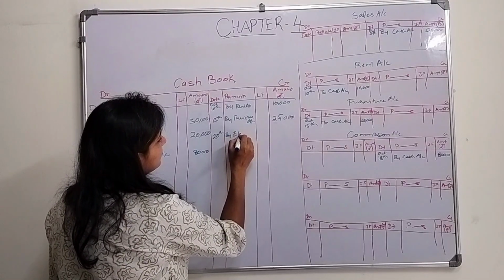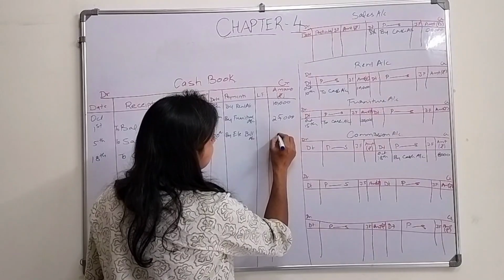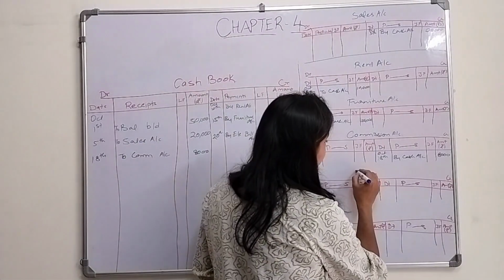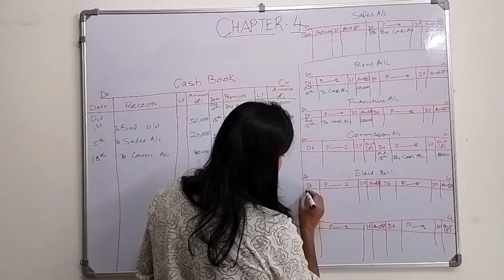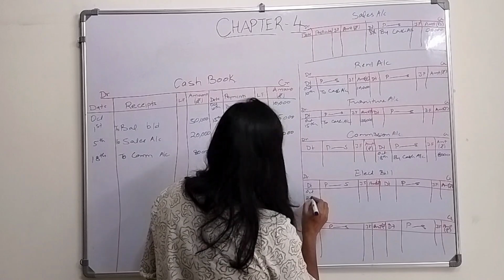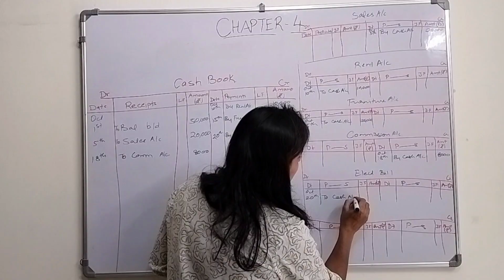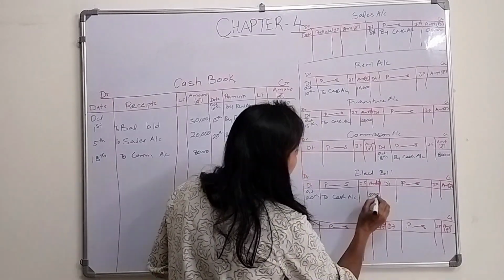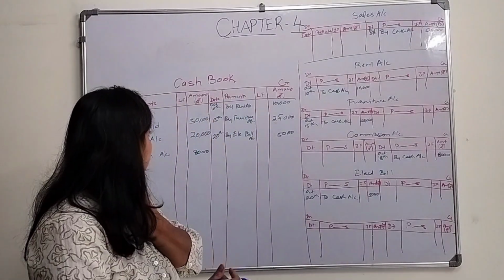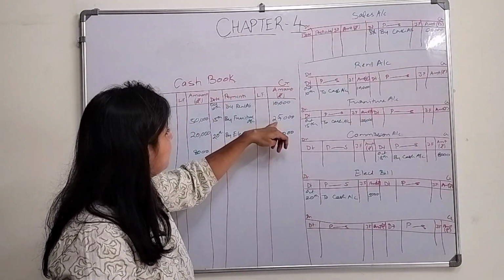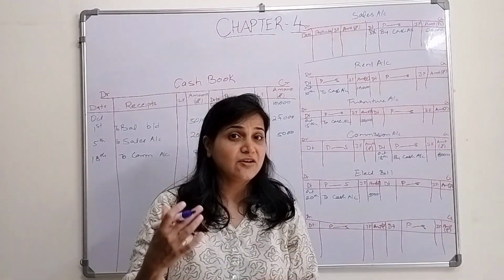by electricity bill account, let's say 5,000, and here I'll prepare ledger account of electricity bill, October 20th to cash account. I paid 5,000 for electricity bill. Now I have thought of depositing rupees 10,000 in bank.